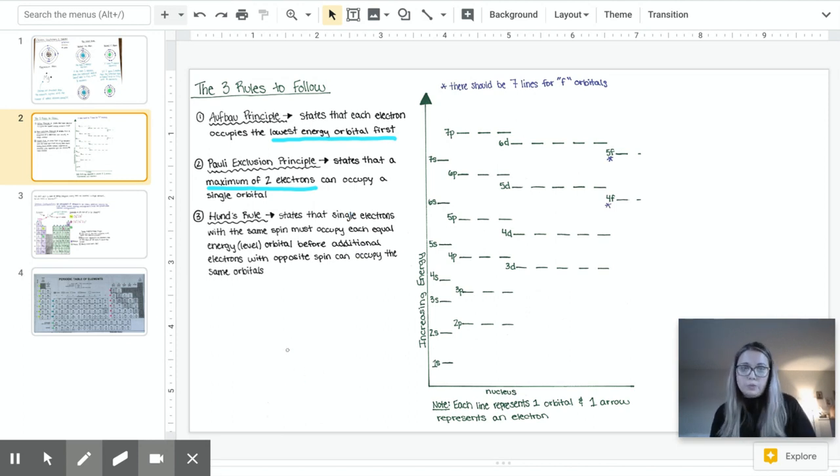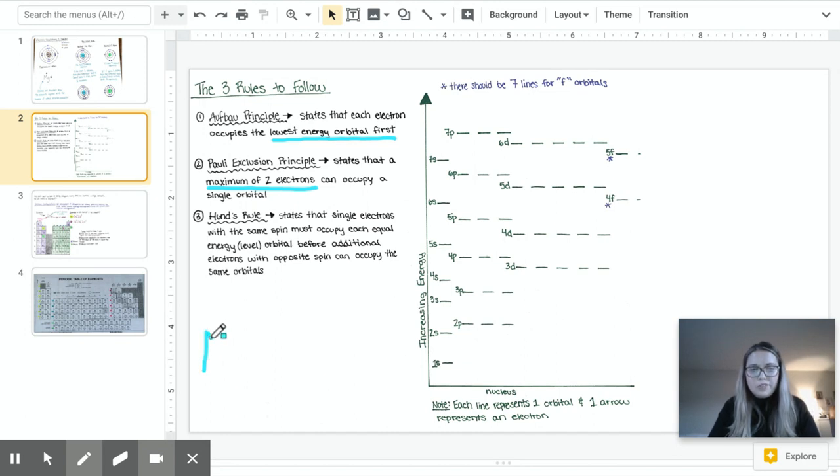Now we have Hund's rule. This one I'm going to have to show you, but I promise it makes sense once you practice it a little bit. This states that single electrons with the same spin must occupy each equal energy orbital. Each line there needs to have one arrow pointing up in it before you can have an arrow pointing down. Let me show you this. Miss Stone is going to choose an element that does not have a lot of electrons, because she doesn't want to have to draw a lot of them. Miss Stone's going to choose sodium.